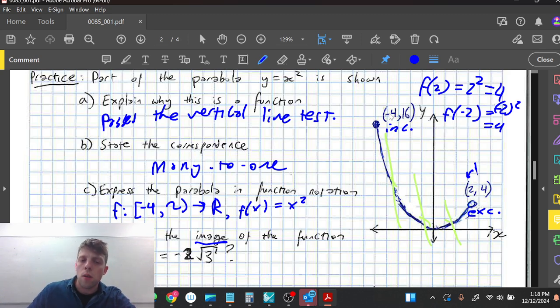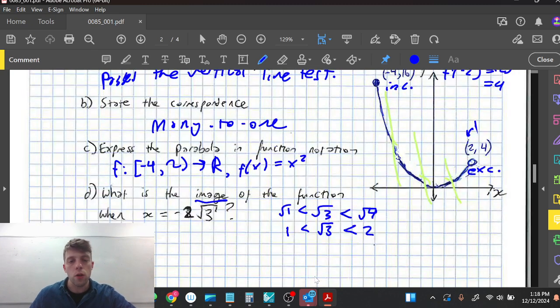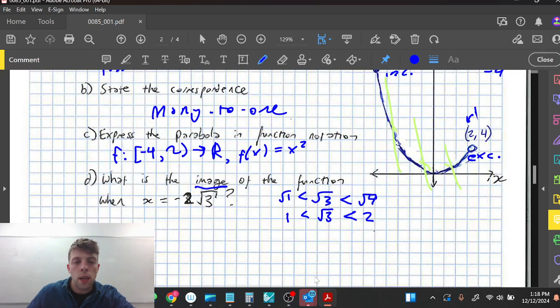Let's have a think about it. √3 is less than √4, and it's larger than √1. Now, the square root of 1 is equal to 1. The square root of 4 is equal to 2. So therefore, √3 is somewhere between 1 and 2. And over here we have -2 times √3.